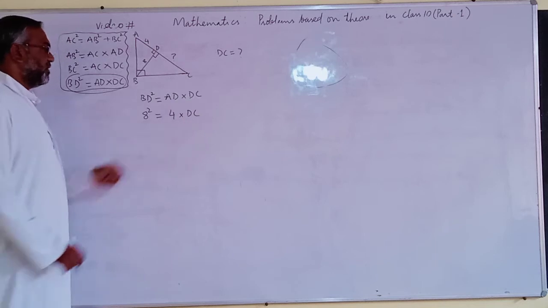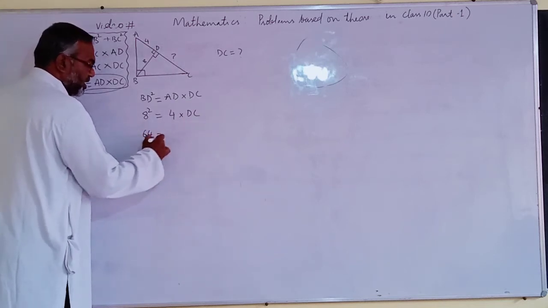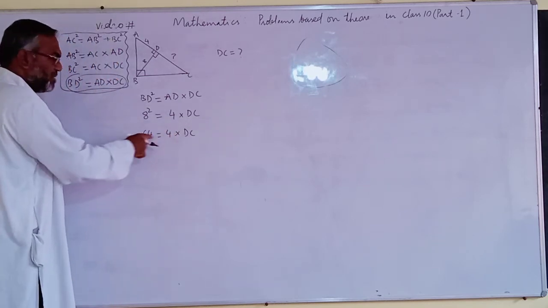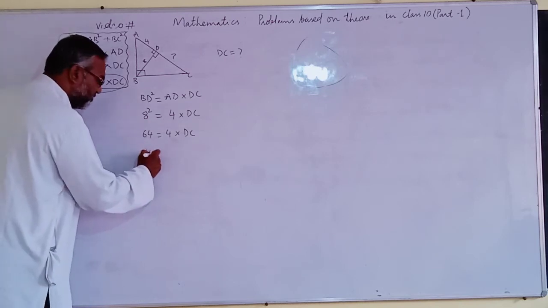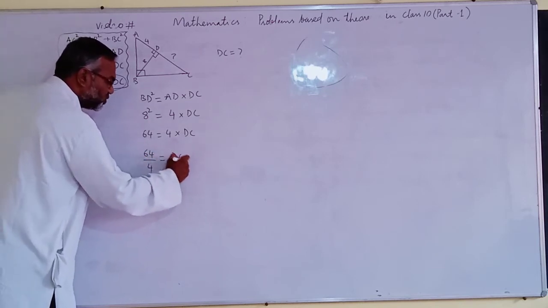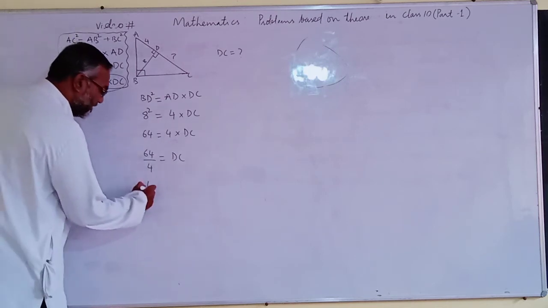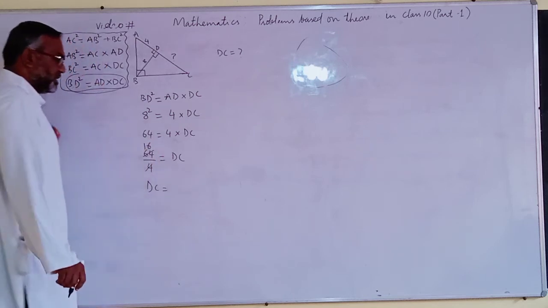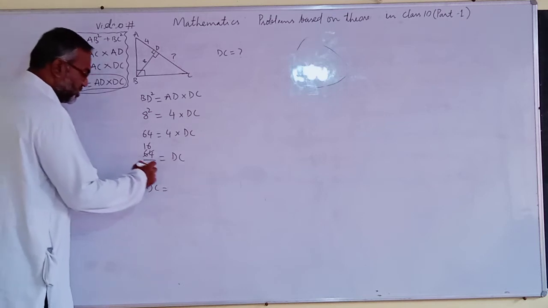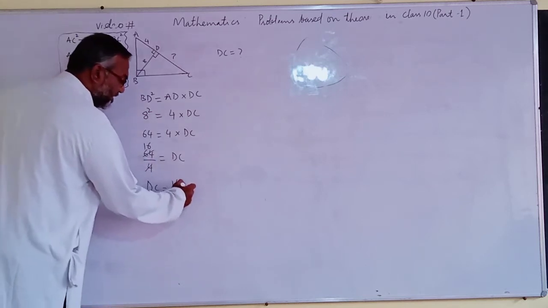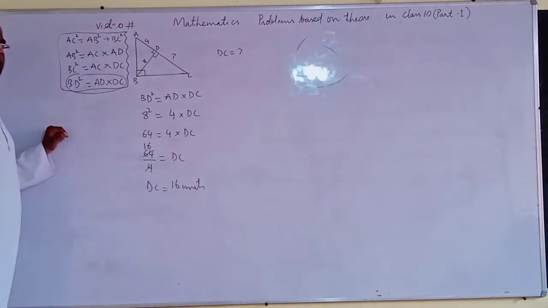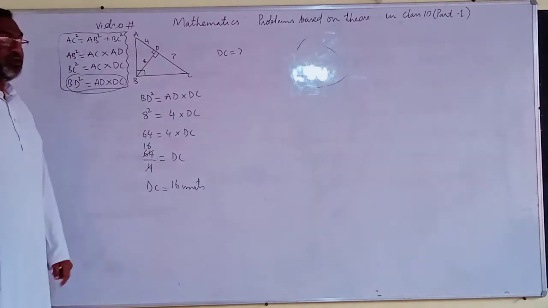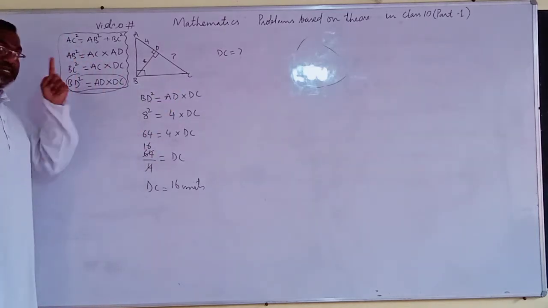We have to find the length. Now 8 square is 64, equal to 4 into DC. Take 4 here. It will be same as dividing both sides by 4, right? So 64 divided by 4 is equal to DC. If you divide 64 by 4, that will be 16. So DC is 16 units. 16 units is the length of DC. We got it. We used here a result based on Pythagoras theorem.